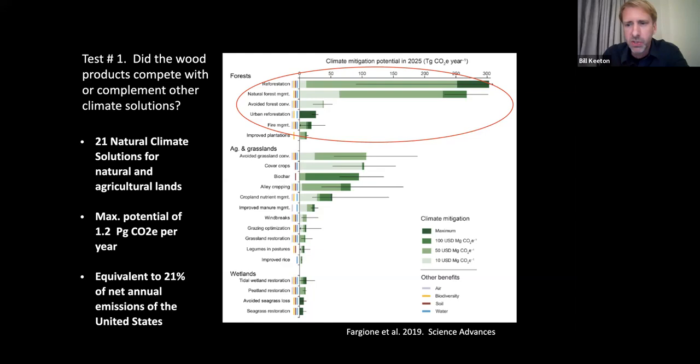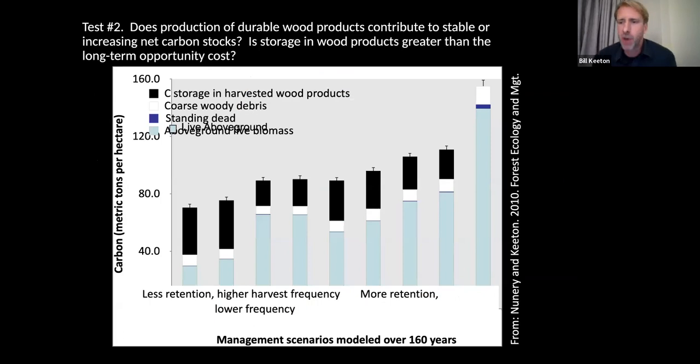Okay, so the point here, though, is that to achieve this potential, we need to use lots of different natural climate solutions, including reserves, including conservation of high conservation value forests, including reforestation and avoided land use conversion. So wood products and improved forest management, that whole side of things, has to fit within this framework. It has to complement these other NCSs, and it can't deduct from them. Okay, so that's all I'm going to say on test number one for today. These things have to work in tandem.